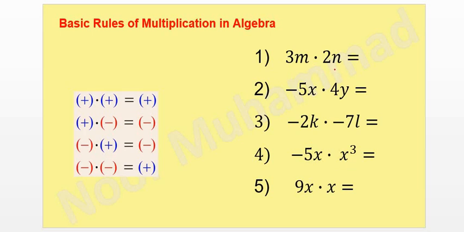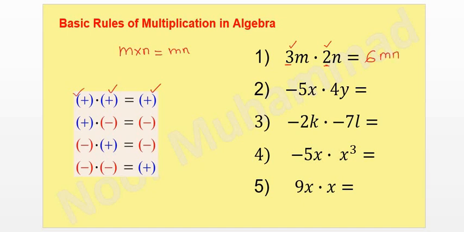So 3m times 2n. Remember, whenever we want to multiply two terms in algebra, we multiply the coefficient with the other coefficient. So here the coefficient is 3 and here the coefficient is 2, and both of them are positive. Whenever we multiply two similar signs, the answer is always positive. So 3 times 2 will give us 6, and m times n can be written in short as mn. So the final answer will become 6mn.